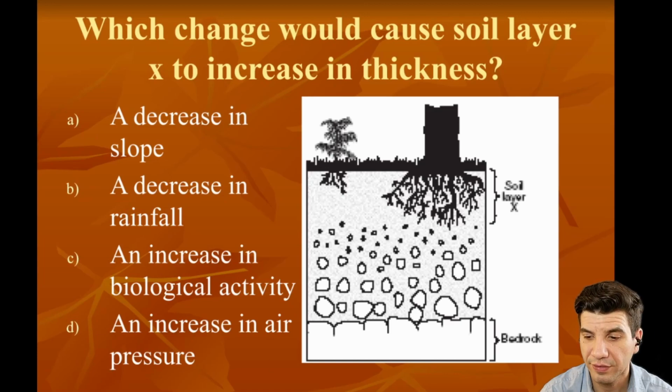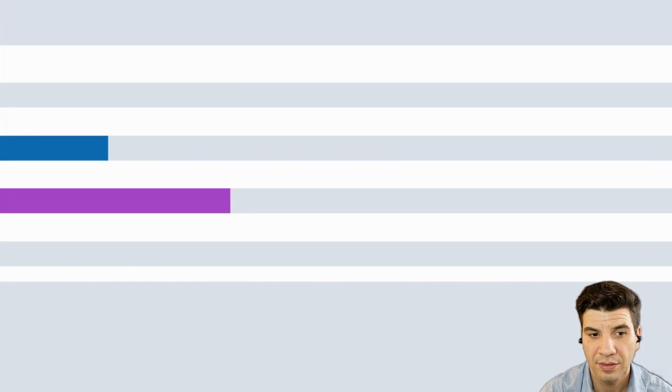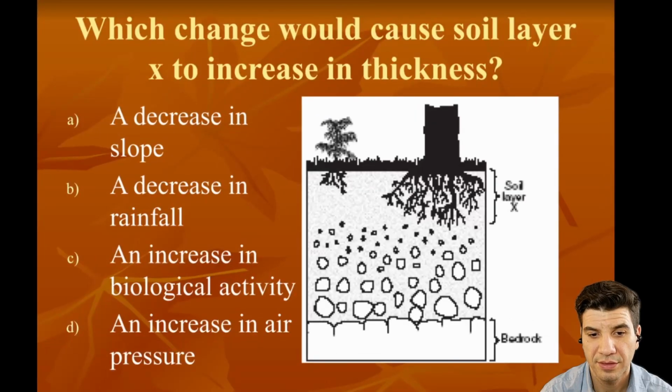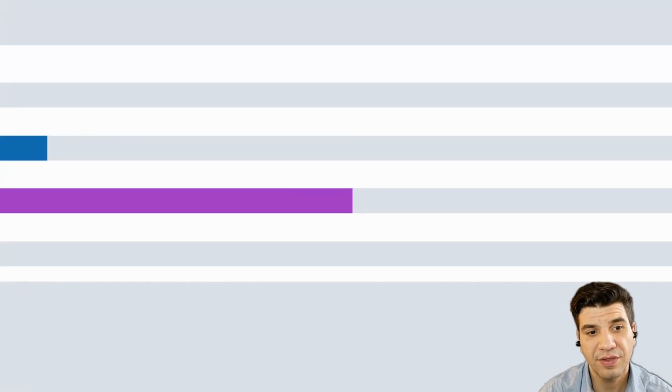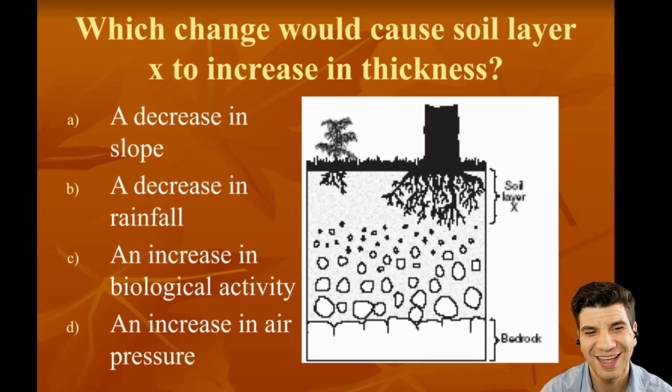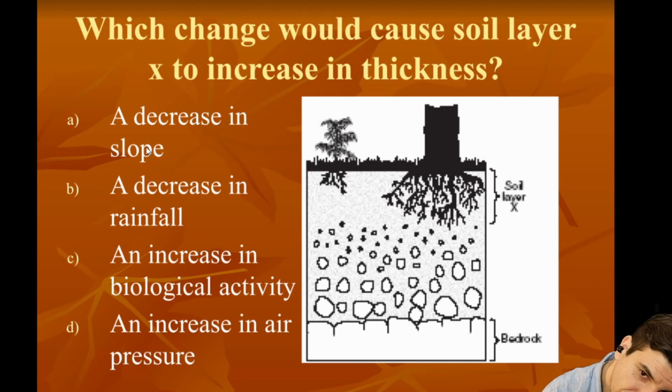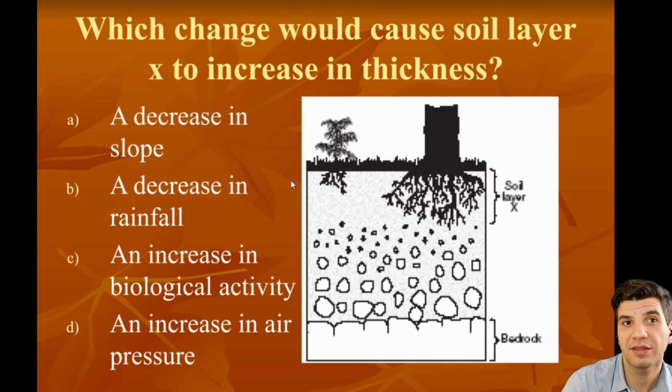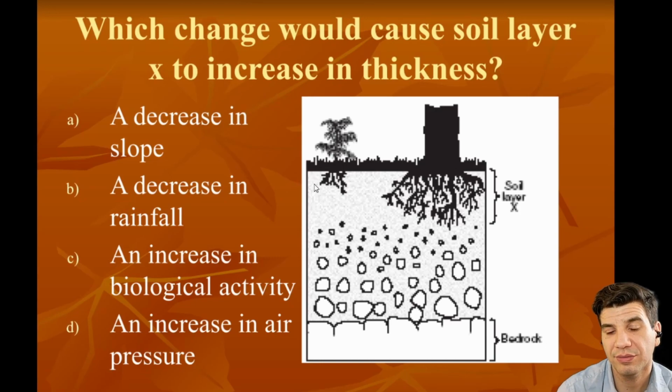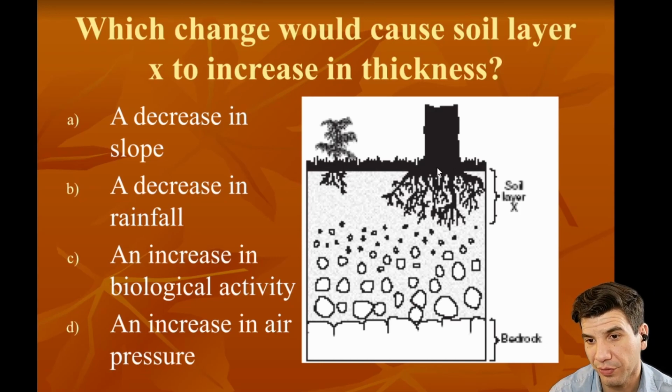All right, let's take a look. C, an increase in biological activity. Now, if you said A, a decrease in slope, that actually is technically true. In this case, it looks like the ground is flat, so I don't think you could really decrease the slope any more than it already is. But if it was at a bit of an angle, yes, decreasing the slope would help increase soil thickness.